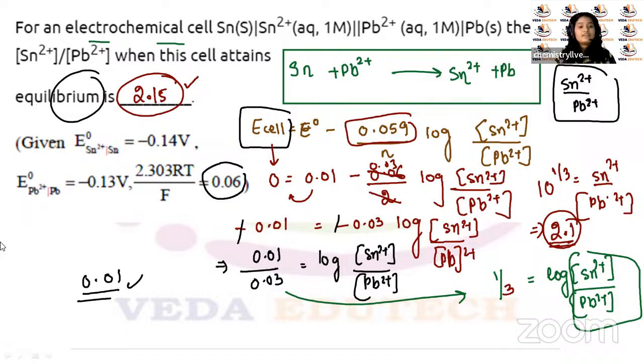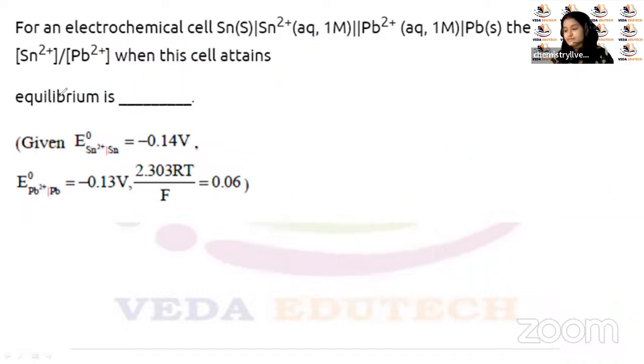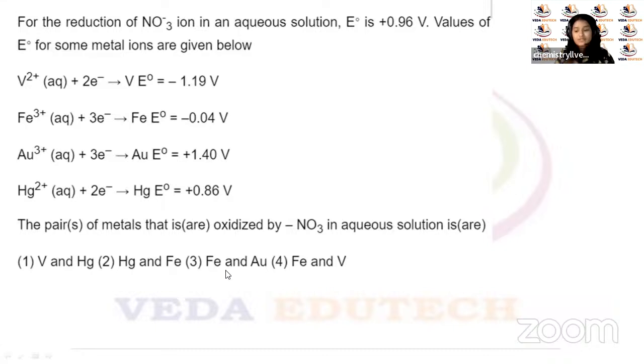Okay, I hope everyone understood this. Moving on to the next question. The next question on your screen is probably the last question. For the reduction of NO3- ion, the E naught of the cell is given to you as plus 0.96 volts.